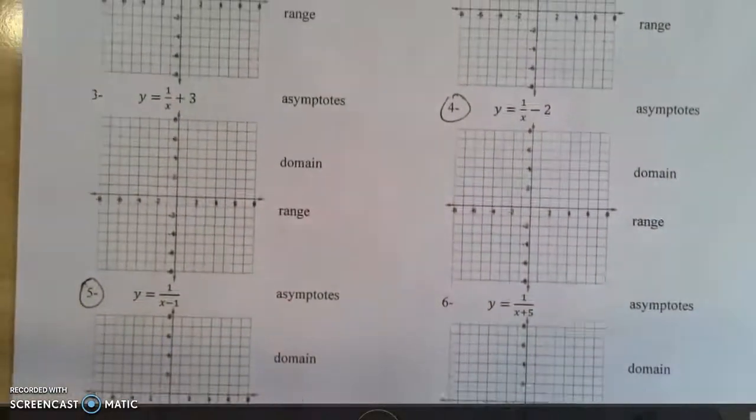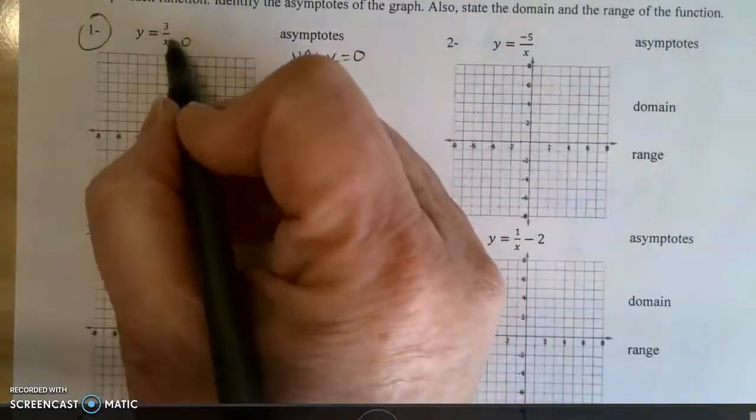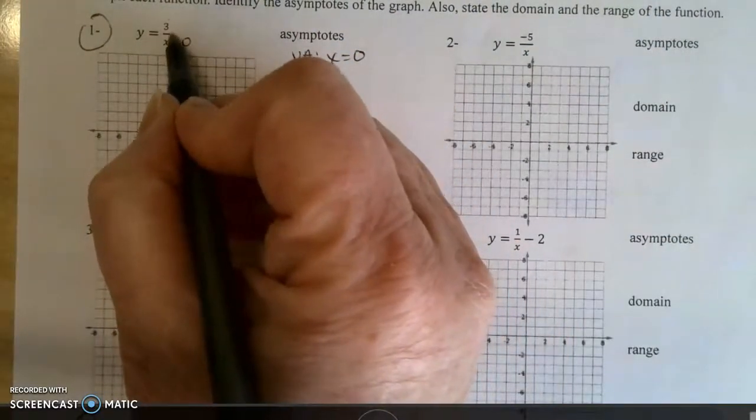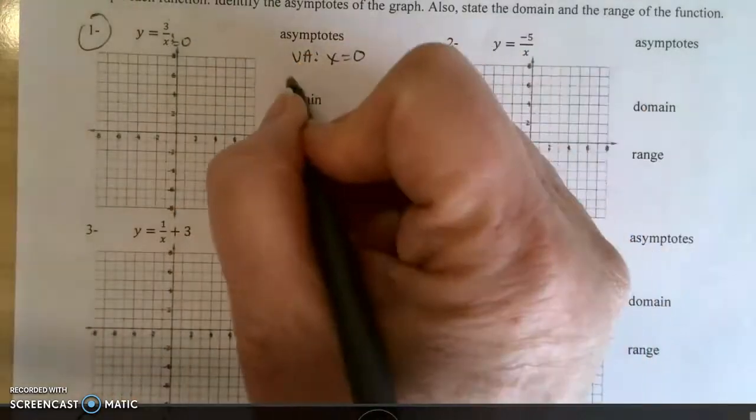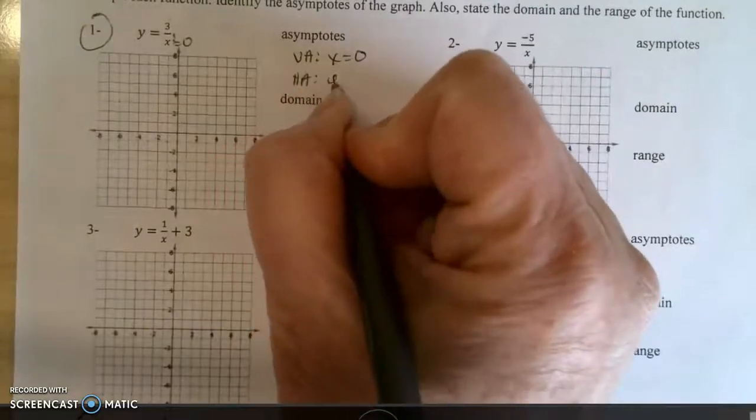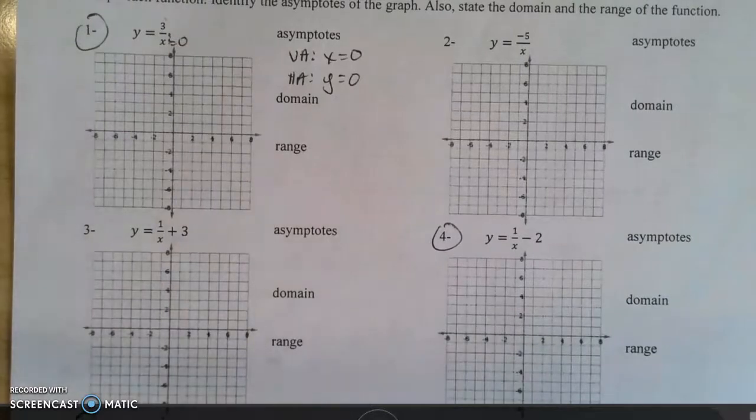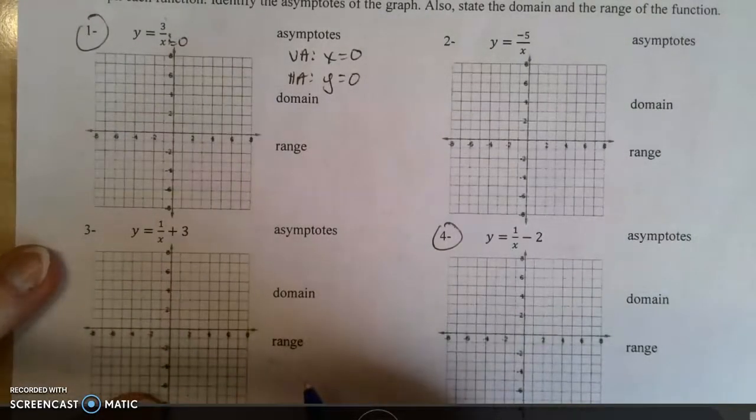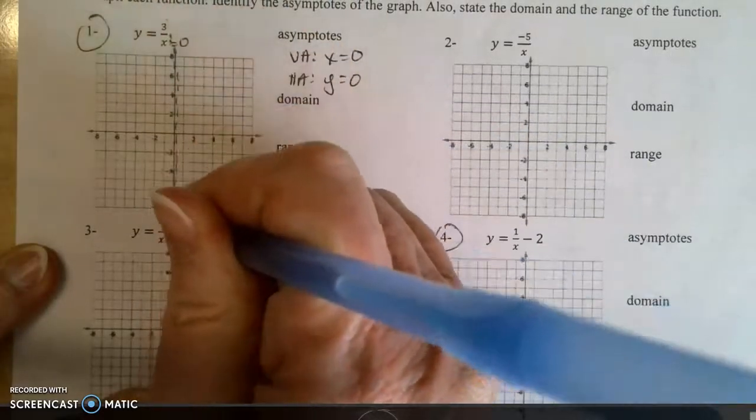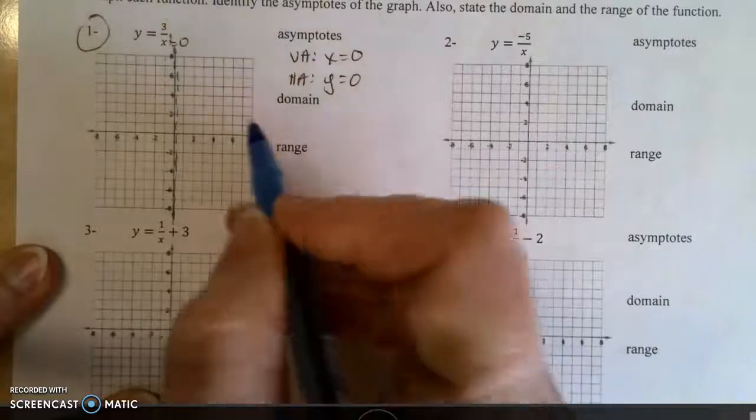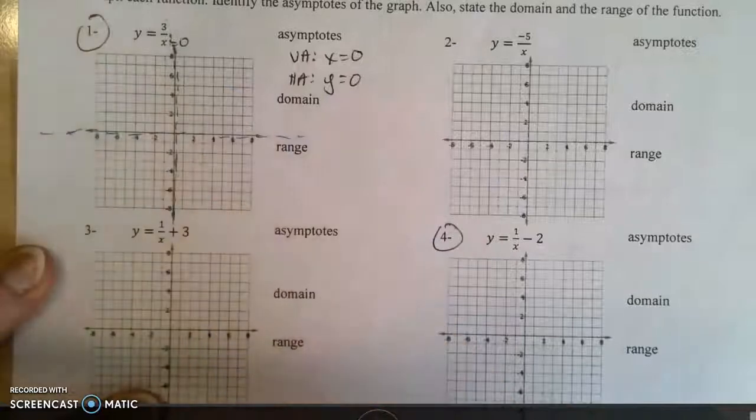So let's take a look at our number 1. We have a bigger exponent here. It's a 1. So when we have a bigger exponent in the denominator, then our horizontal asymptote is y equals 0. So I'm going to draw in my asymptotes. So my vertical asymptote is x equals 0. That's right here. And my horizontal asymptote is y equals 0. So that's right there.